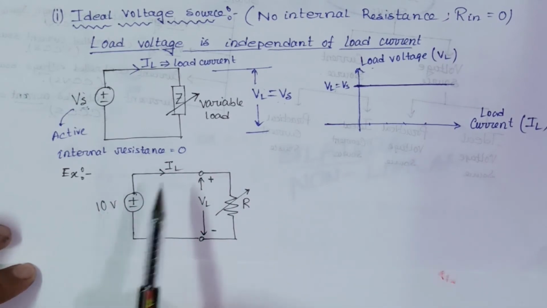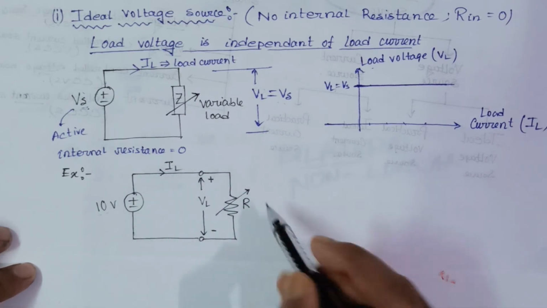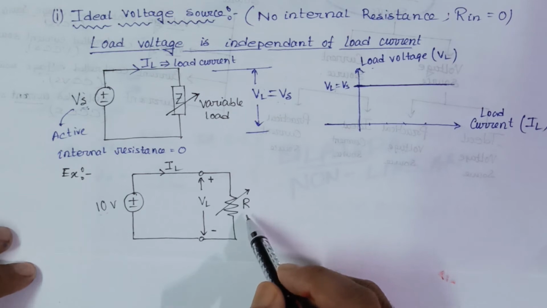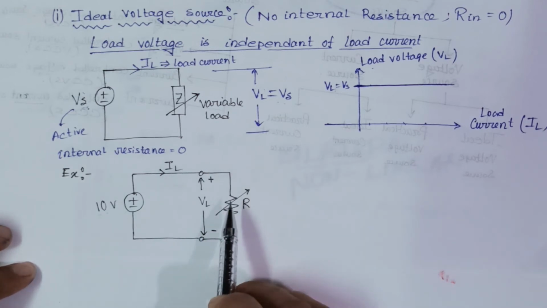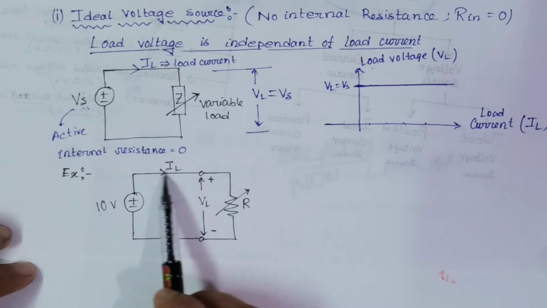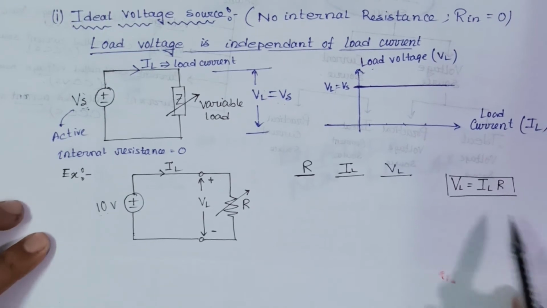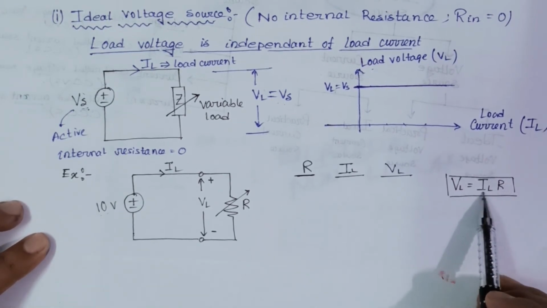See, there is a circuit where the source voltage is 10 volt. A current may be flowing through the circuit, which is IL. I don't know the value right now, and there is a variable resistance. I will change the value of this resistance, and we will see that there is no effect of this load current on the value of load voltage.